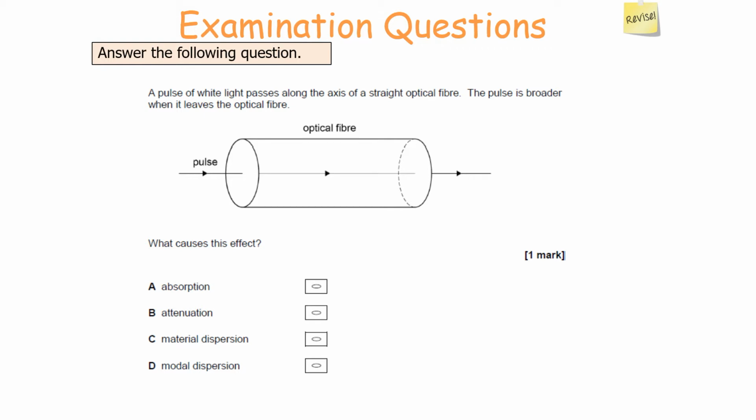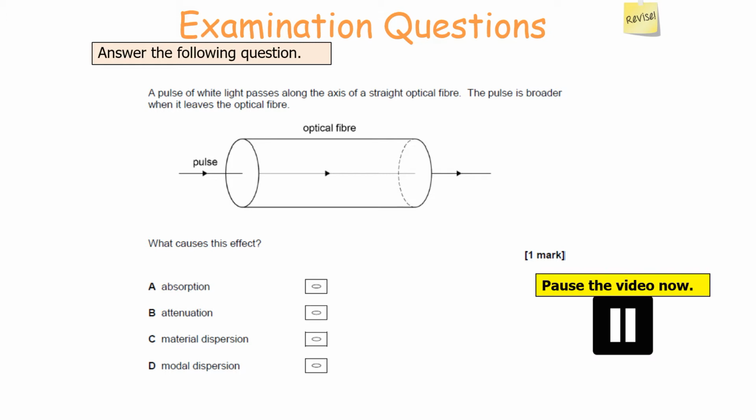Next question. A pulse of white light passes along the axis of a straight optical fibre. The pulse is broadened when it leaves the optical fibre. So what causes this particular effect? Pause the video now, then unpause the video when you want to go through your answer.